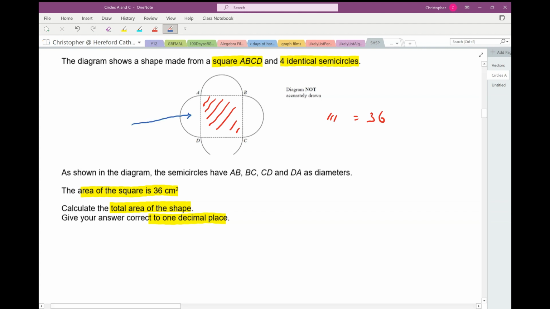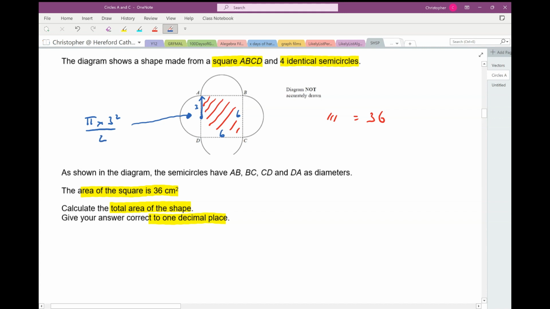How do I find the area of a semicircle? Well, I need to know its radius, don't I? So I'll need to know this length here. That's the radius of the circle. How am I going to find that length there? Well, if the square's got an area of 36, then it must be a 6 by 6 square, in which case that radius must be 3. So this arrowed semicircle here, which I've arrowed with the blue arrow, that's going to have an area of pi times 3 squared, pi r squared over 2.